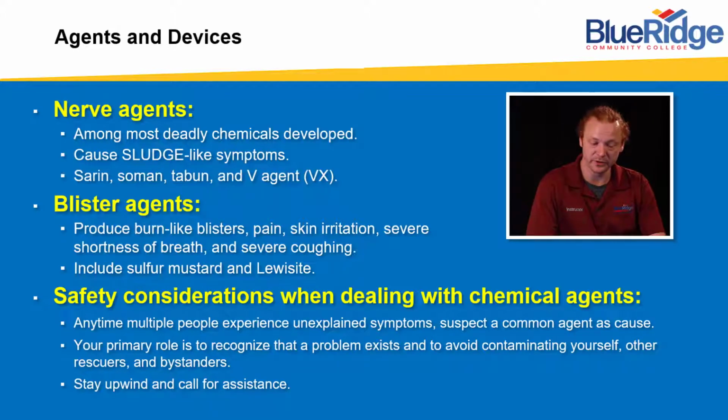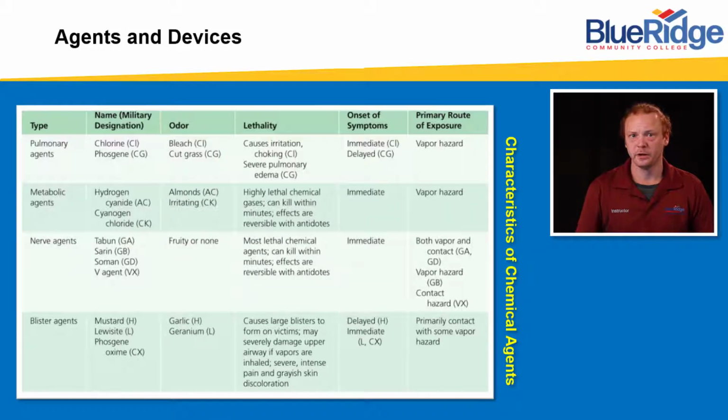Safety considerations when dealing with chemical agents. If multiple people are experiencing unexplained symptoms, you should suspect a common agent at cause. Your primary goal is to recognize that there is a problem and that it exists, and to avoid contaminating yourself or other rescuers and bystanders. Stay upwind from any potential source. Call for additional aid from a properly trained hazmat team. This chart on your screen describes the various characteristics of the major types of chemical agents. I'll give you just a moment to look it over. This is also in your textbook as well.